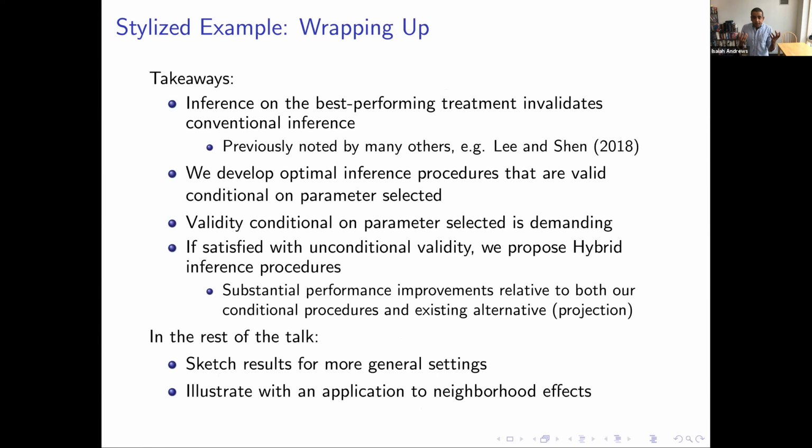So just to wrap up the takeaways from this stylized example, we first see that inference on the best performing treatment in an experiment invalidates conventional inference procedures. Of course, we're not the first to note this, as previously been noted by many others. To address this, we develop optimal inference procedures that are valid conditional on the parameter selected, but validity conditional on the parameter selected is also a fairly demanding criterion. So if we're satisfied with unconditional validity instead, we also propose these hybrid inference procedures, which we find allow substantial performance improvements relative to both our conditional procedures and an existing alternative, namely projection.